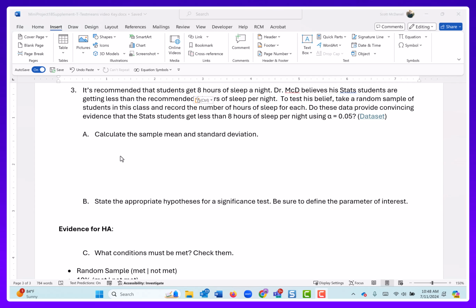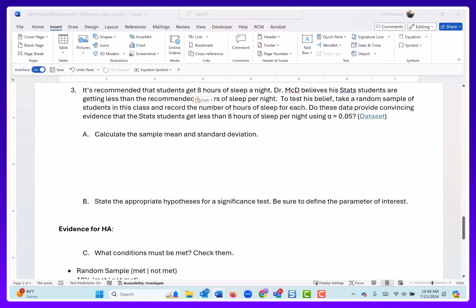Okay, I wanted to give you at least one problem that had a data set. It's recommended students get 8 hours of sleep a night. I believe that my stats class gets less than the recommended hours of sleep per night. To test this, I take a random sample of students in my class, record the number of hours sleep for each. Do the data provide convincing evidence that the stats students get less than 8 hours of sleep per night? Here's my data set, so I'm going to go ahead and open that.